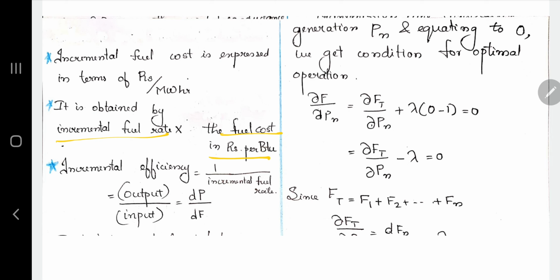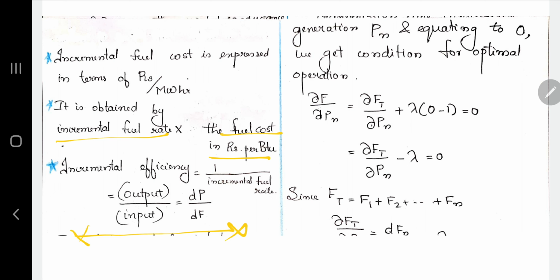Then incremental efficiency is the reciprocal of the incremental fuel rate, which is equal to output by input, equal to dP by dF, where dP is the incremental output and dF is the incremental input, that is fuel input. By this we are completing the introduction part.